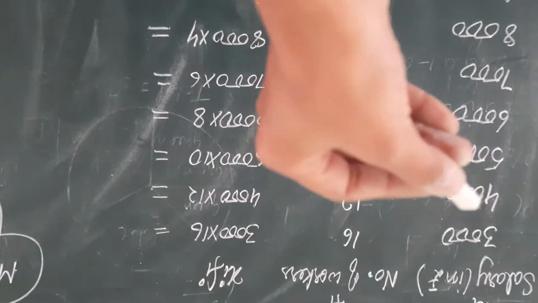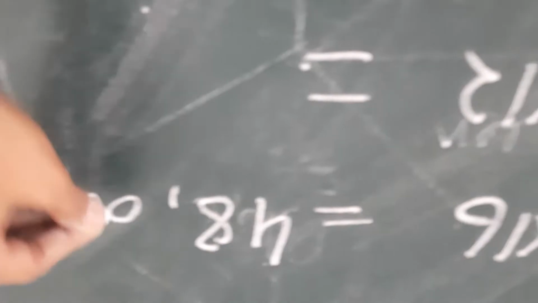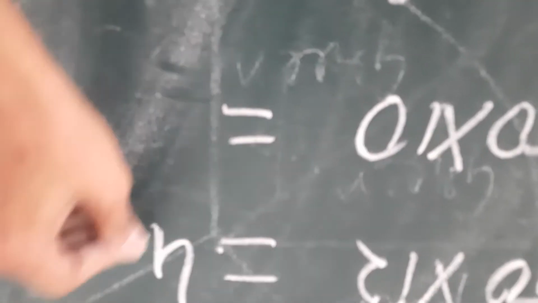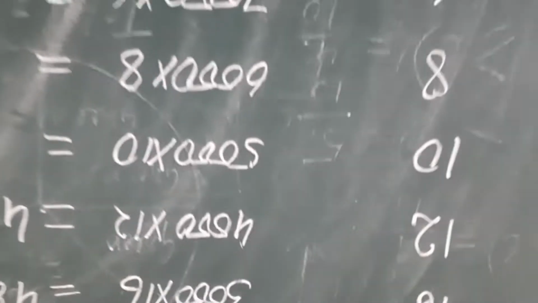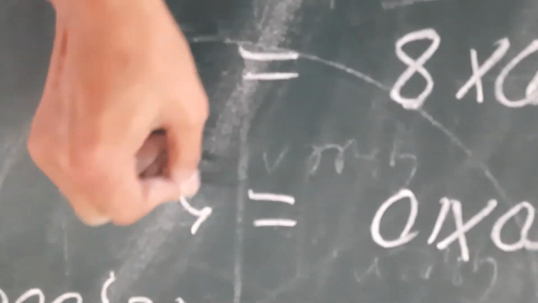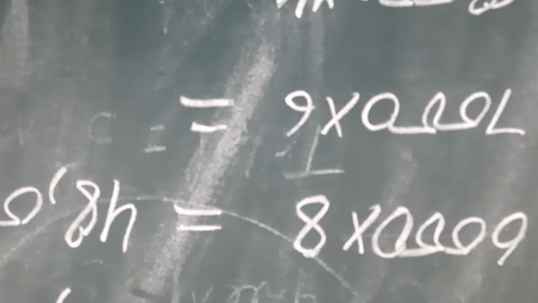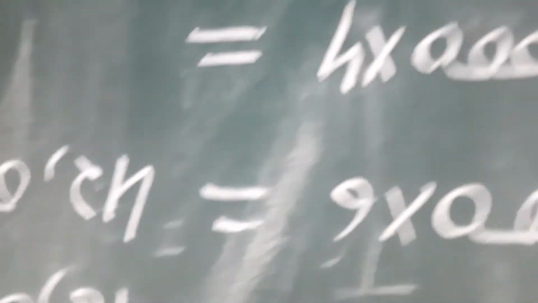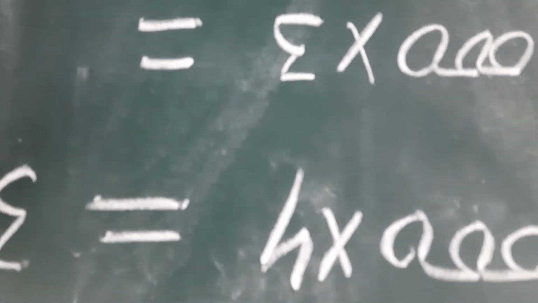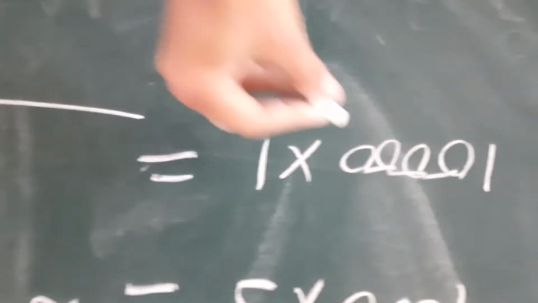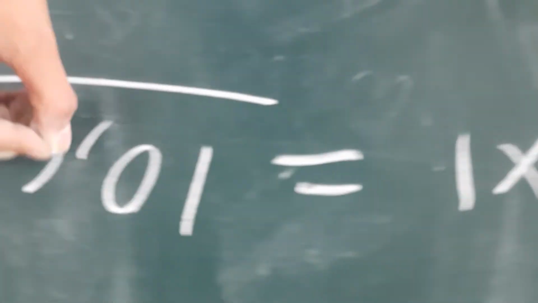So in the first case 3000 multiplied by 16 will get 48,000, right? Then 4000 multiplied by 12, again 48,000. Then 5000 multiplied by 10, you will get 50,000. Similarly, if you will multiply all xi into fi, you will get the various values for xi into fi, like this. 42,000. So 8 into 4, 32,000. 9 into 3, 27,000. And 10 into 1, 10,000, like this.